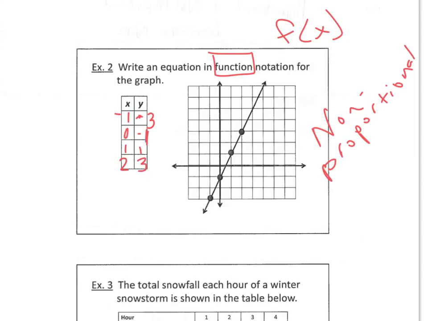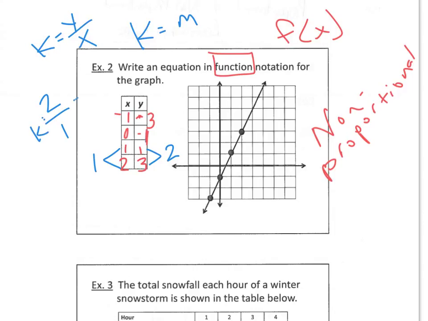Okay, but we still need to go ahead and find our k. Even though it's not a proportional relationship, we can still find our k. So I'm going to do the same thing like I would do if this was a proportional relationship. 3 minus 1 is 2, and 2 minus 1 is 1. And remember, k equals y over x, and k also equals m. So when we go to start writing this as y equals mx plus b, you're going to do the exact same thing. So y, which is 2, over 1, my k now equals 2.